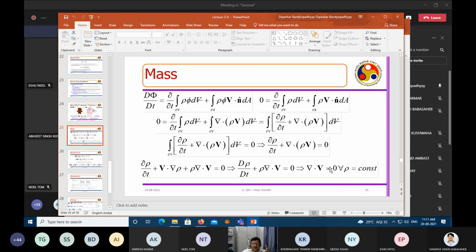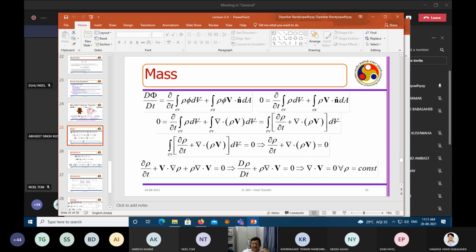This is not going to solve my problem. What do I know from this equation? How do I know that? See, there are three velocities here and there is only one equation, right? So it is not a self-sufficient equation, correct?